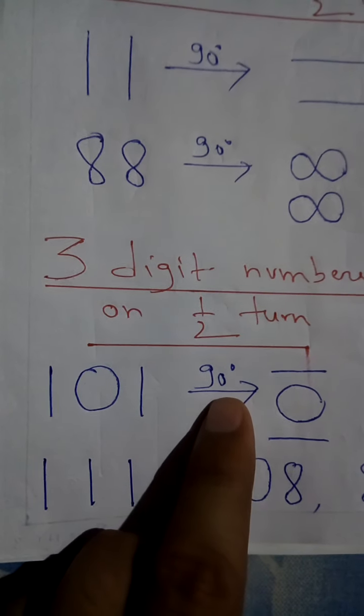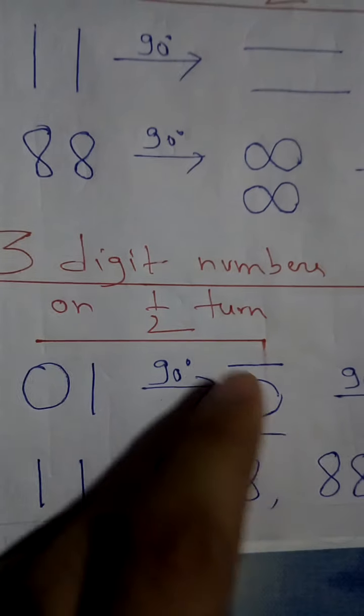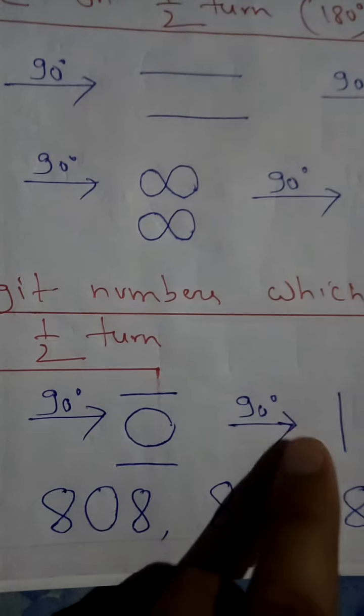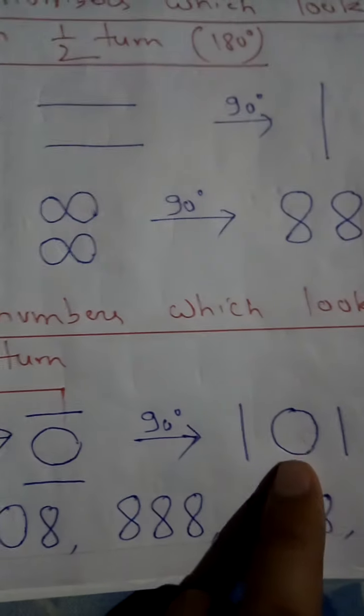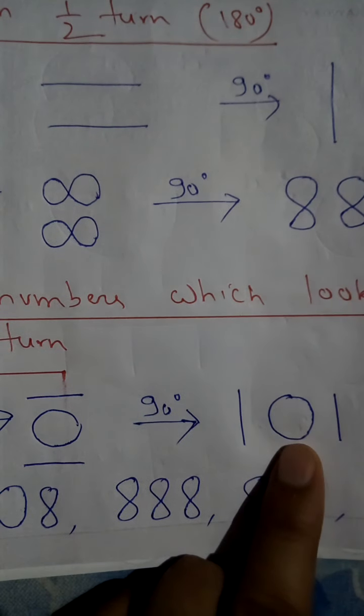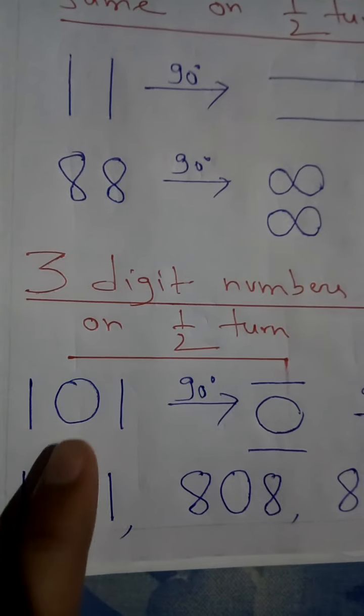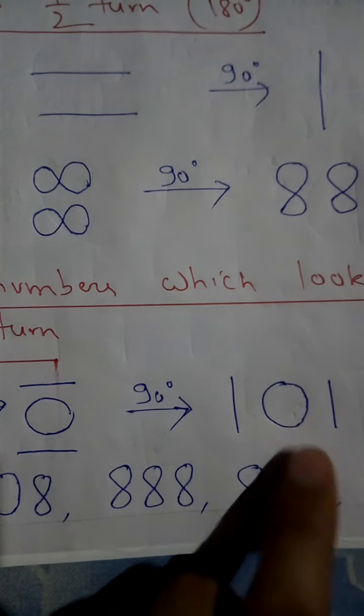If you turn this number through 90 degree, it looks like this, and again 90 degree, that means 180 degree, it looks like 101, same. So this one after a 180 degree turn directly looks the same.